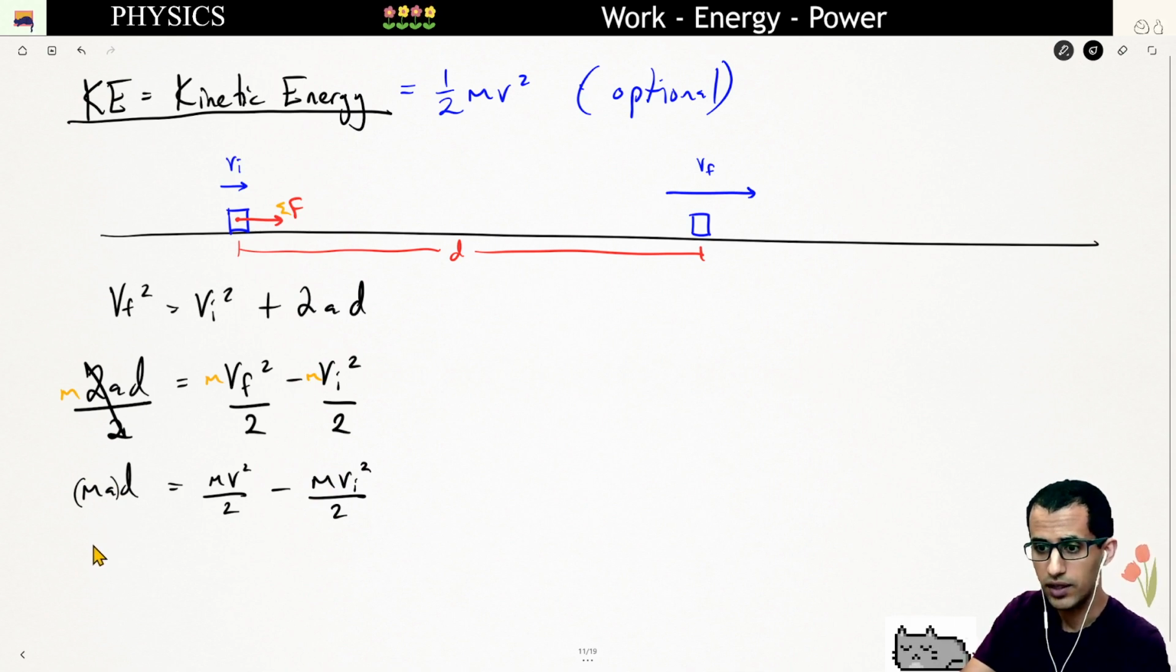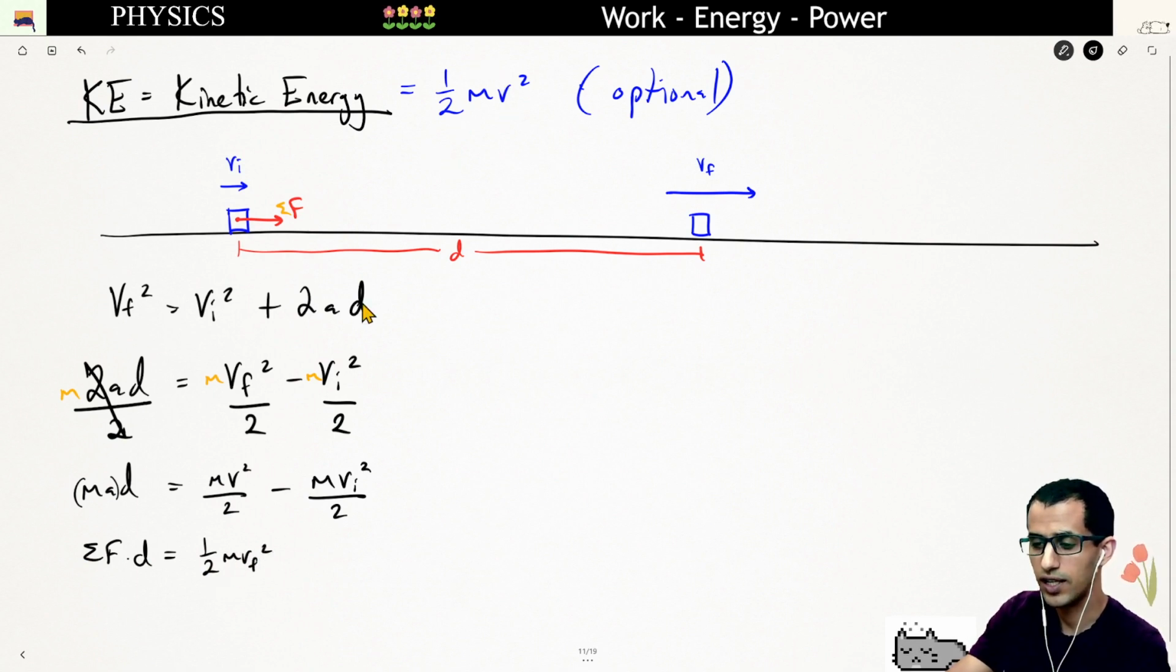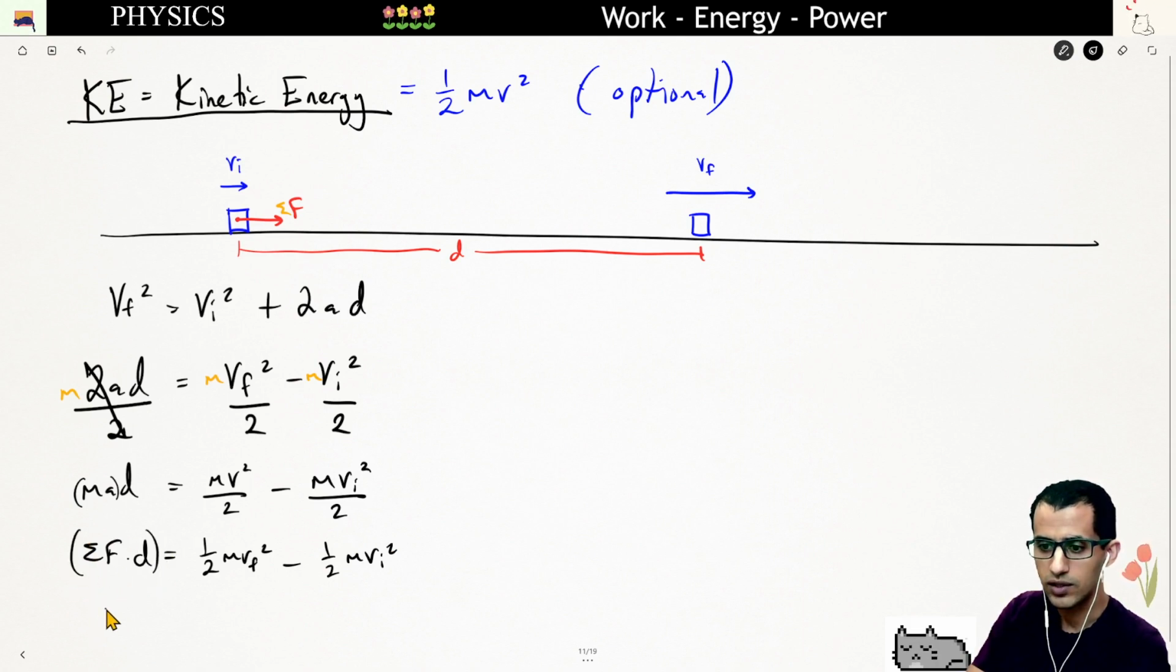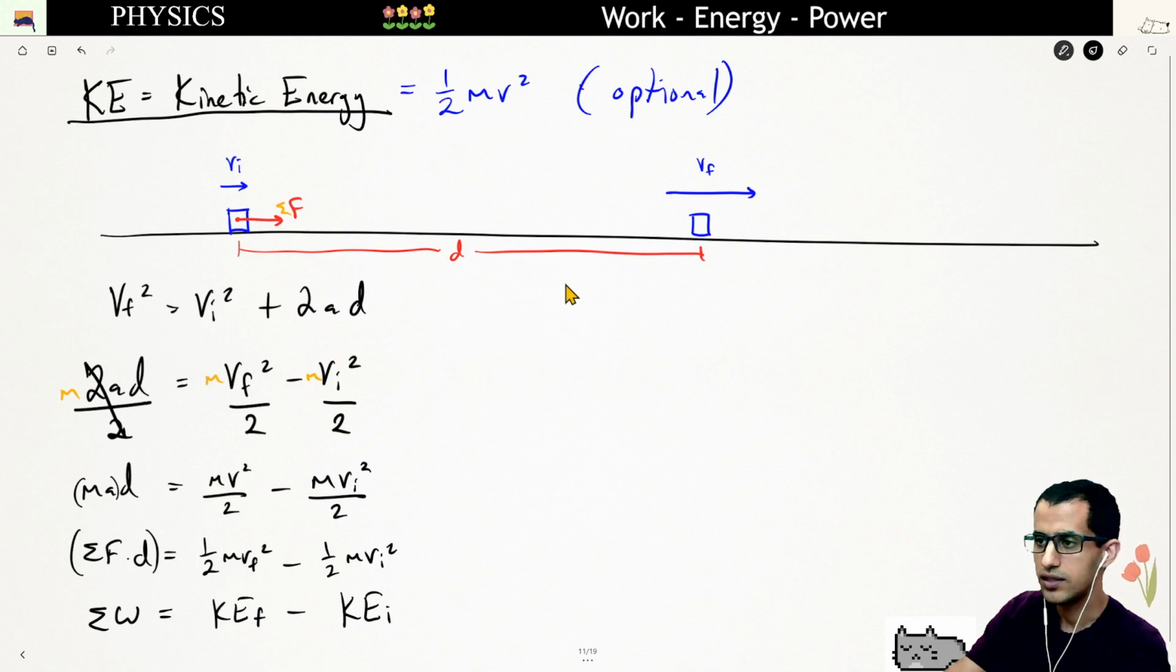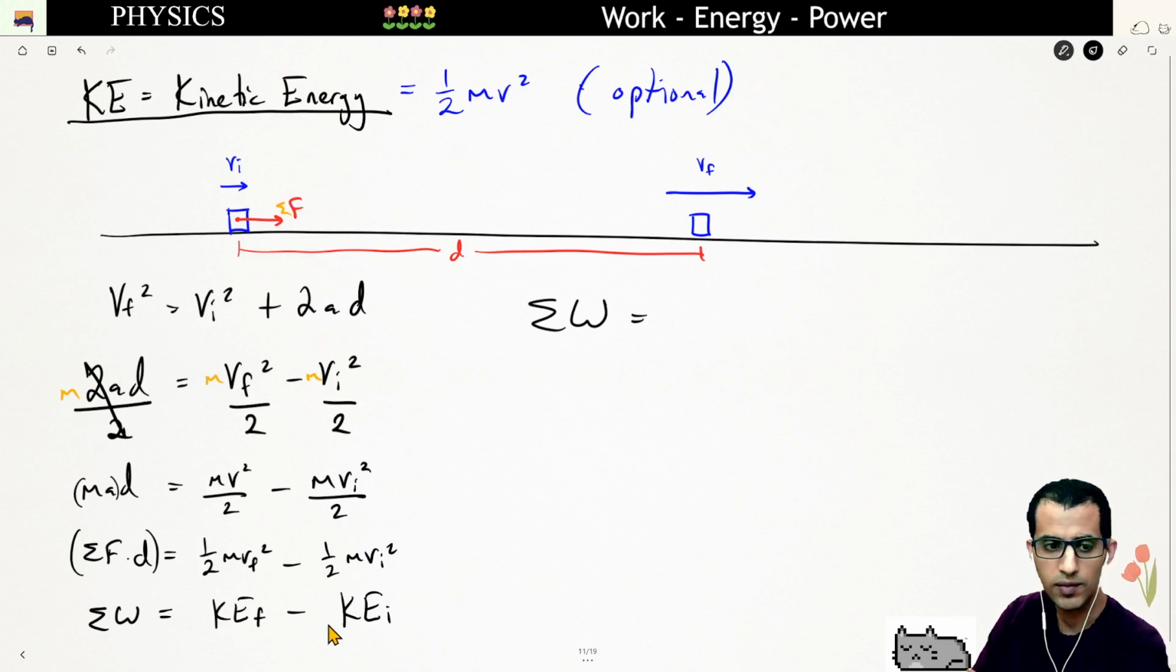So we end up with net force times displacement is equal to, I can rewrite this as 1/2 mv final squared. This here is the equation for kinetic energy. But this is the final kinetic energy, and the initial kinetic energy was 1/2 mv initial squared. So we can see that net force times displacement, that's the net work done on the object. And here we have the final kinetic energy minus the initial kinetic energy. And this gives us the equation, I'll write it up here. Net work is equal to final kinetic energy minus initial kinetic energy, the change in kinetic energy.